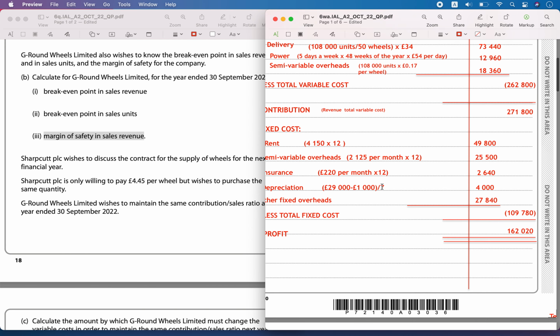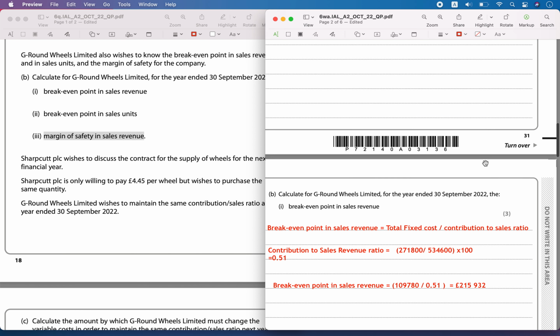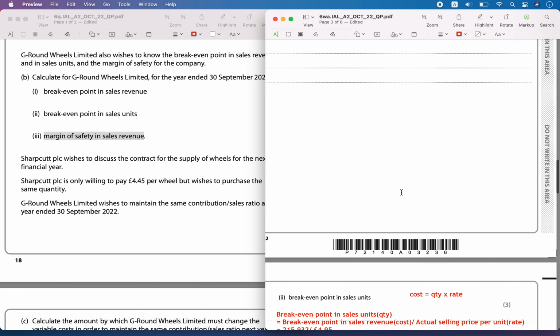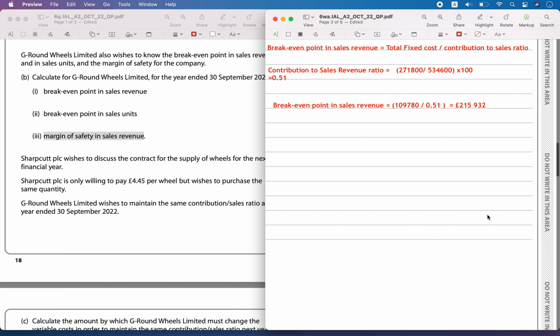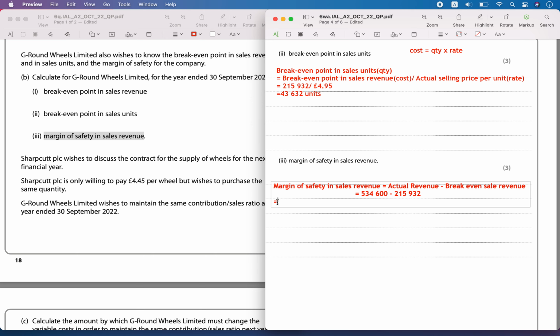So actual revenue, which we had calculated in the first part, is 534,600, minus the break even sales revenue we had calculated in the first part, which was 215,932 pounds. So that is equal to 318,668 pounds.